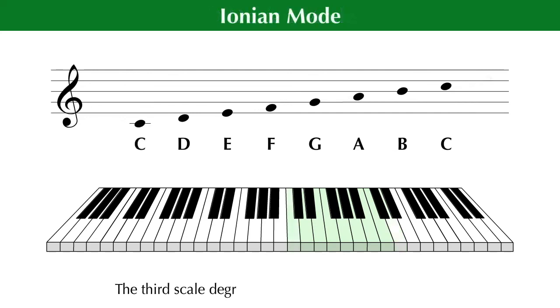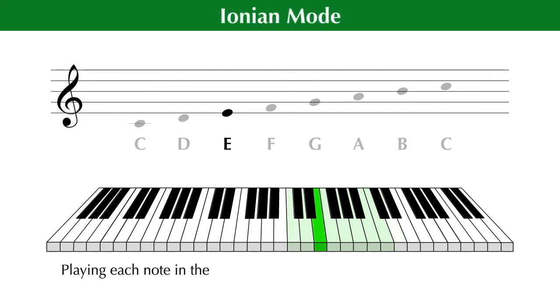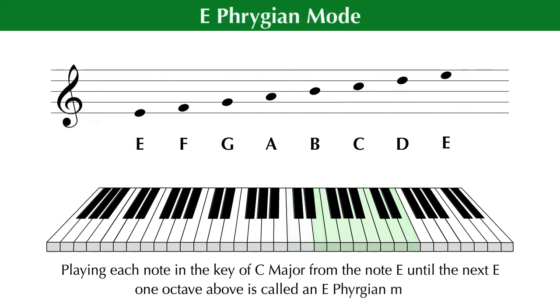The third scale degree of a C major scale is the note E. Playing each note in the key of C major from the note E until the next E 1 octave above is called an E Phrygian mode.